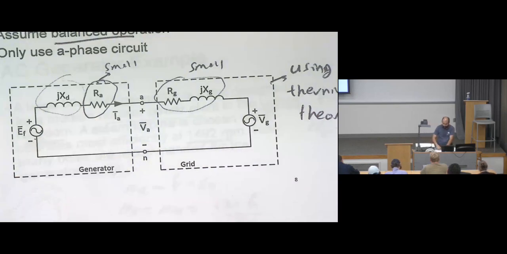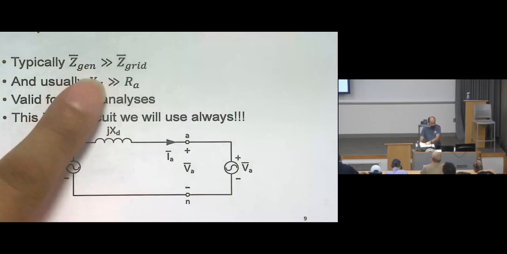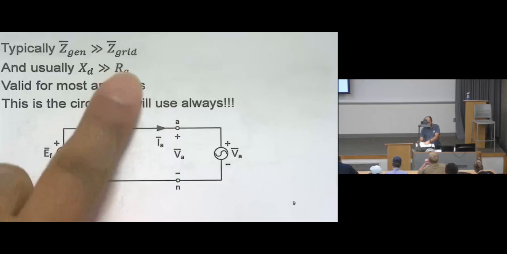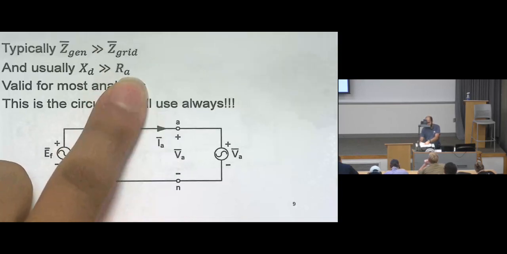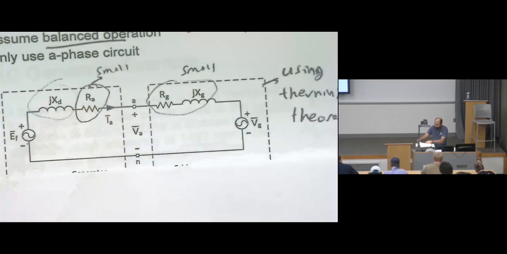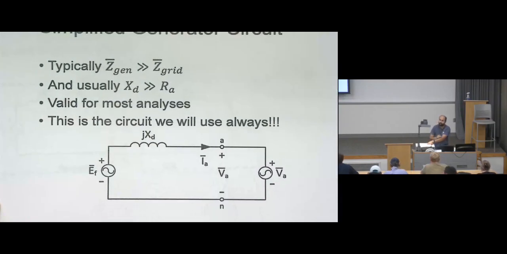So we can make a simplified model by assuming the grid impedance is very small. What matters is only the generator impedance, and the resistor will be very small. So this will be negligible, this will be negligible. We will end up having this small circuit. It has only 3 components: EF, jXd, VA. And this is a very simple circuit that can be applicable.